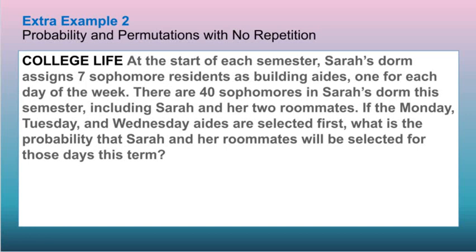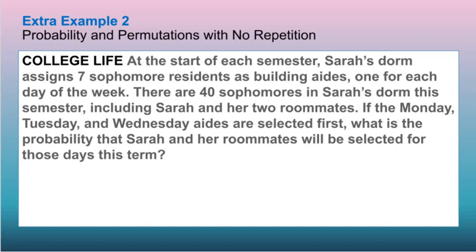Next, at the start of each semester, Sarah's dorm assigns 7 sophomore residents as building aides, 1 for each day of the week. There are 40 sophomores in Sarah's dorm this semester, including Sarah and her 2 roommates. If the Monday, Tuesday, and Wednesday aides are selected first, what is the probability that Sarah and her roommates will be selected for those days this term?